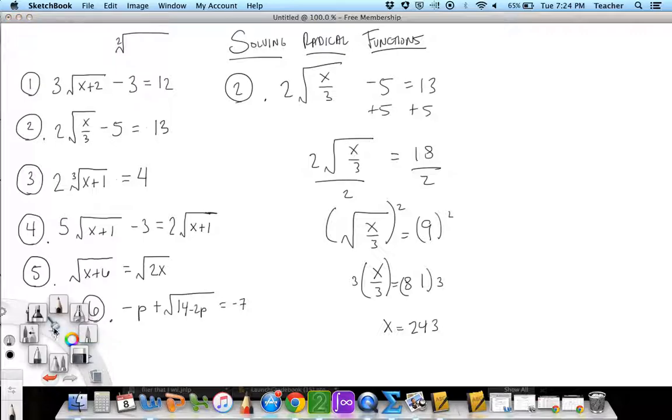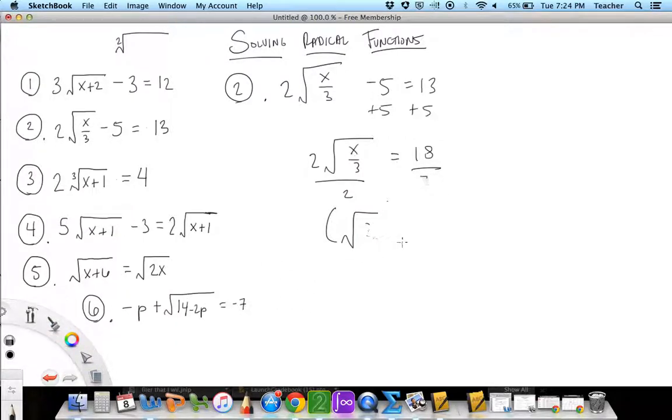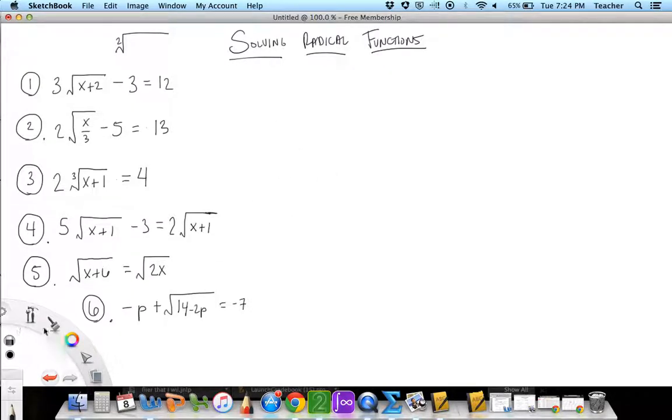All right, so hopefully you got the right answers on those. I'm next going to talk about a couple unique situations that you may run into. In this case, I have the cube root of x plus 1 equals 4.